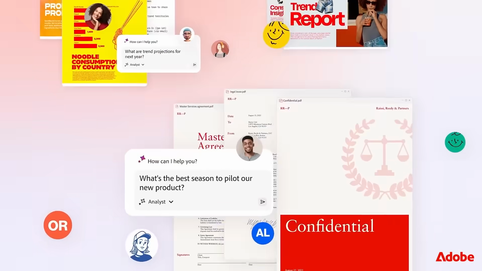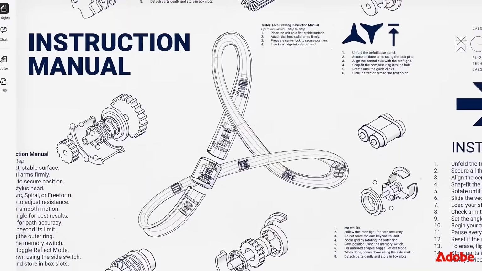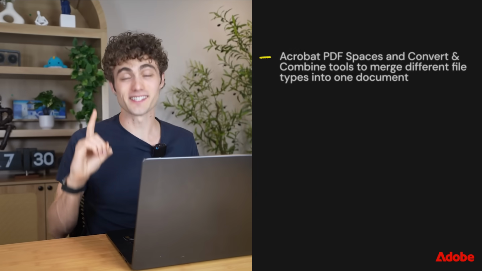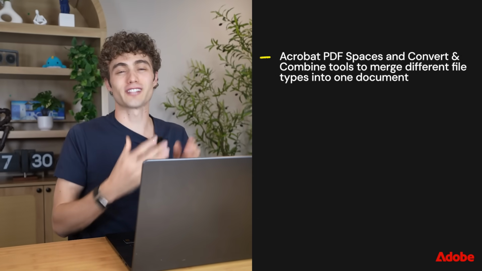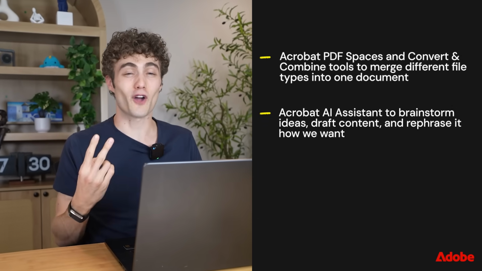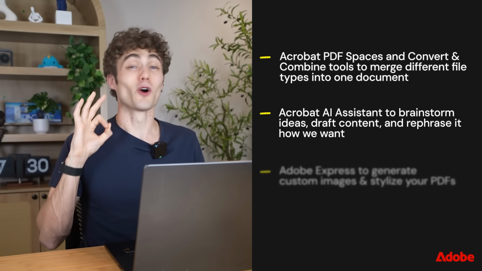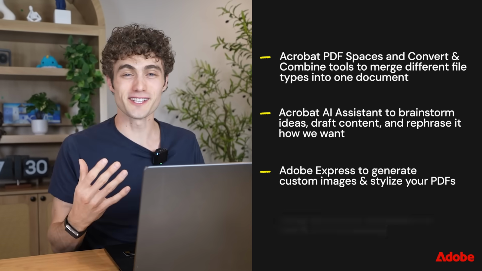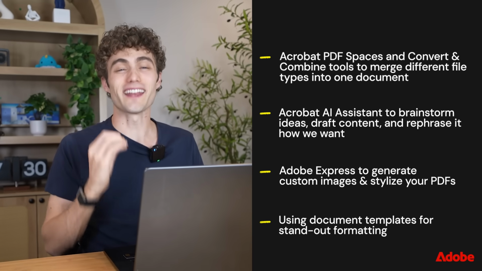Acrobat Studio is not just a PDF viewer, but an all-in-one AI creative workspace for building professional and personal documents from scratch. Here's what we'll cover today. Acrobat's PDF spaces and combined tool to merge different file types into one document. Acrobat's AI assistant to brainstorm ideas, draft content, and rephrase it how we want. Adobe Express to generate custom images. And using document templates for standout formatting. By the end of this video, you'll see how this can be your top AI platform for creating and converting PDFs instead of jumping between 5 different apps.